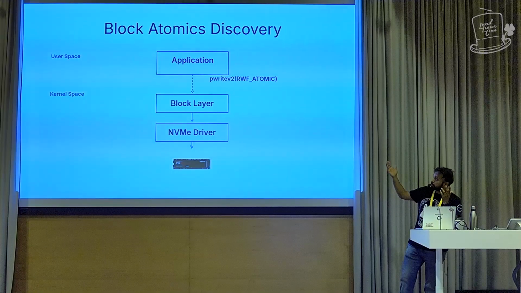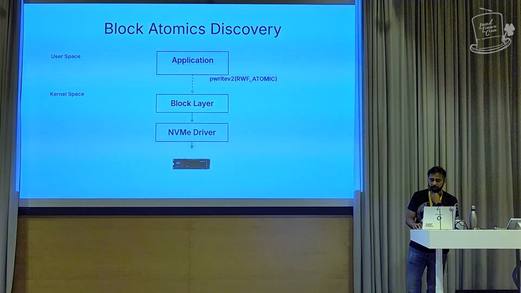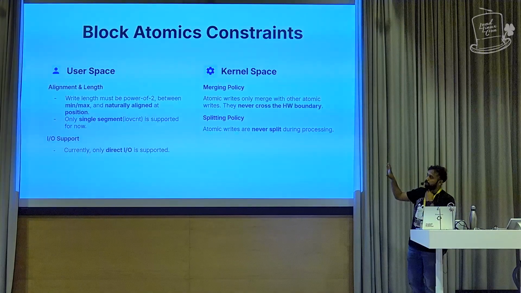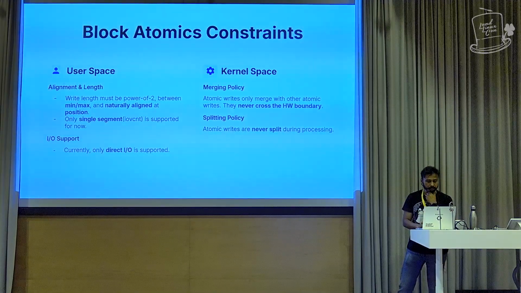So what can user space do? There's a new flag in the kernel, like you have to do pwritev2 with RWF_ATOMIC, and if you're within the boundaries, then things should go pretty smoothly. So just to recap, the constraints are: the length should be a power of 2, and the IO length should be between the min and max guarantees that the device gives.